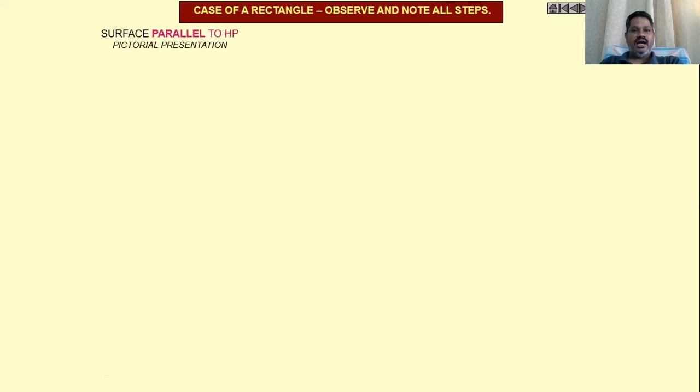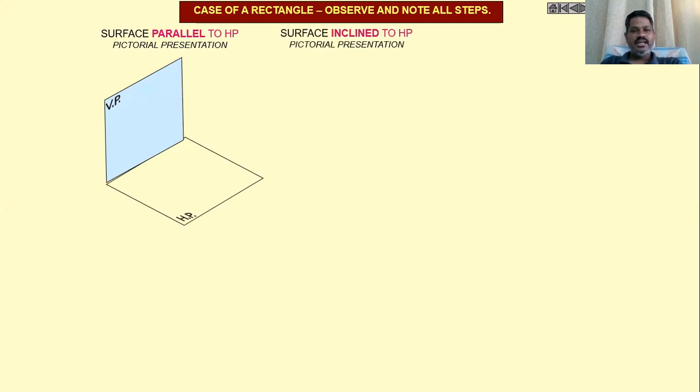I'm taking a rectangle in this case. First, the surface is parallel to HP. The plane that we are going to assume as parallel to HP is the rectangle I am considering. Then the second case I am going to assume here is that the surface is inclined to HP.